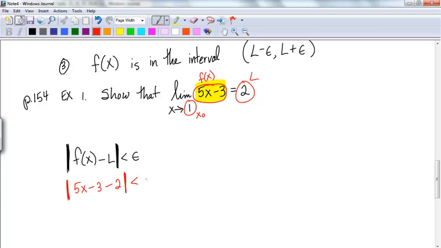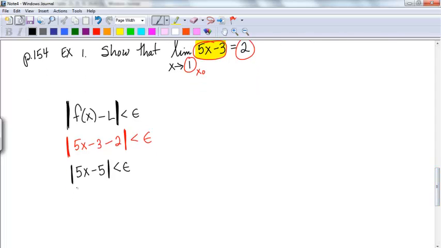Okay, and for what we're doing, do we have an epsilon in there? Did I give you one? No. So that's just in general. That stays. Okay, so if we simplify, we would have the absolute value of 5x minus 5 is less than epsilon. What's in common? 5. Now, don't be too quick. Take that 5, it's still inside. Okay?